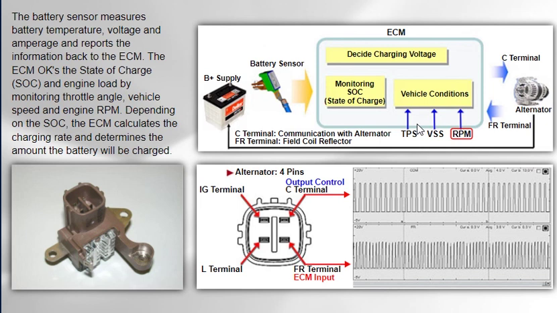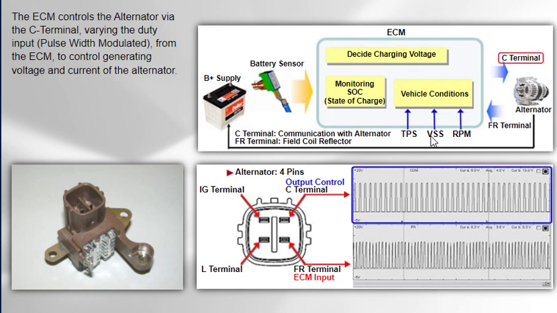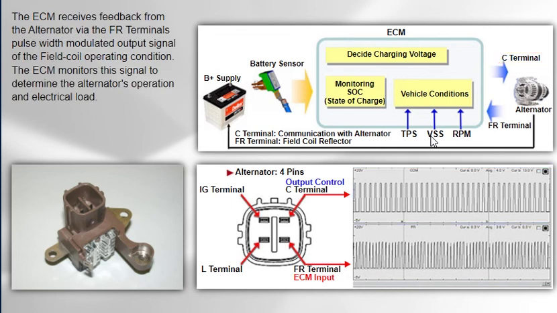Depending on the SOC, the ECM calculates the charging rate and determines the amount the battery will be charged. The ECM controls the alternator via the C terminal, varying the duty input, pulse width modulated, from the ECM to control generating voltage and current of the alternator. The ECM receives feedback from the alternator via the FR terminal's pulse width modulated output signal of the field coil operating condition. The ECM monitors this signal to determine the alternator's operation and electrical load.